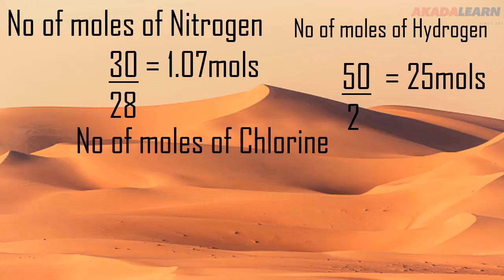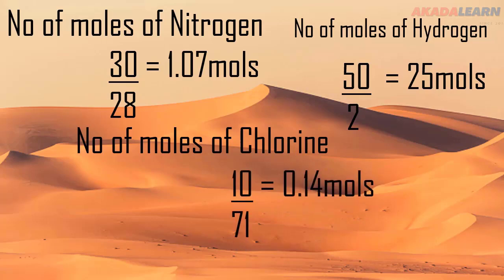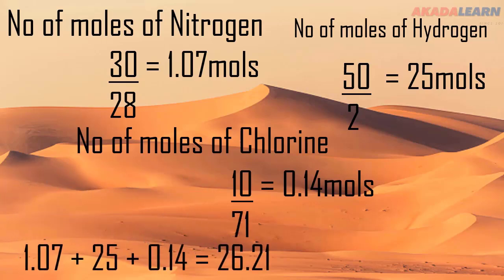Then of course we take that of chlorine. Chlorine is 35.5, but because it comes as Cl2, it will be 71. That will be 10 divided by 71. That will give us 0.14 moles. So now we have the number of moles of each of the elements present. Now if we add them together to know the total number of moles of all the elements in the container, we are going to have 1.07 plus 25 plus 0.14. That will give us 26.21 moles of gases in the container.